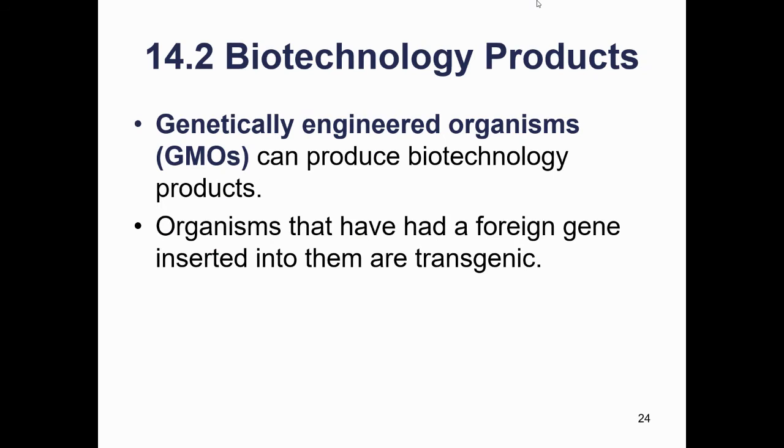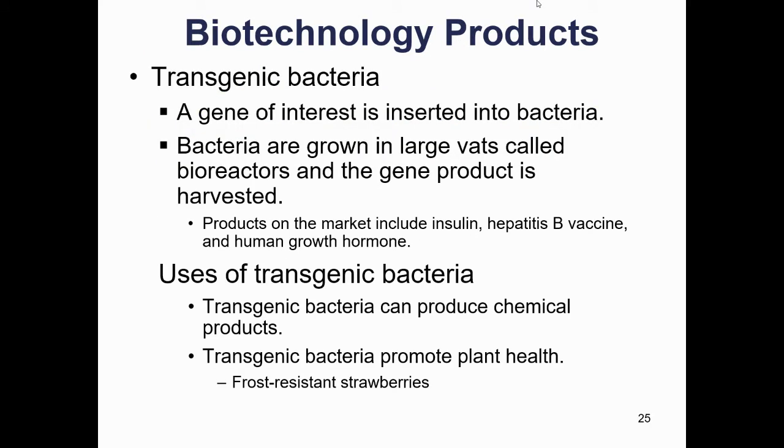All right, so what are some biotechnology products? What are we going to use this for? When we talk about biotechnology, we're just talking about using these ways we manipulate genes to enhance organisms' genomes. So we talk about genetically engineered organisms or genetically modified organisms. We use these to produce biotechnology products. These are organisms that have had a foreign gene inserted into them. So we say they are transgenic.